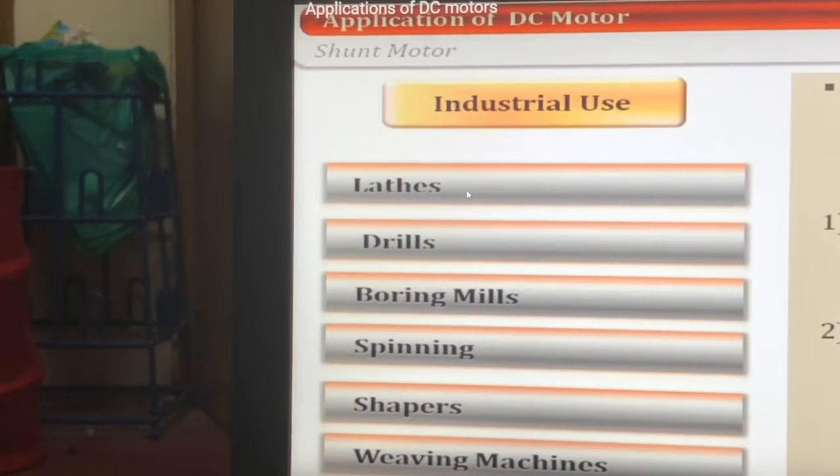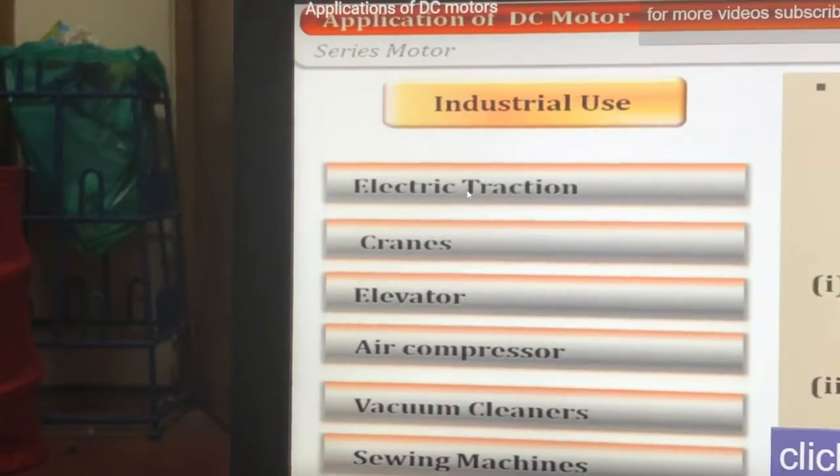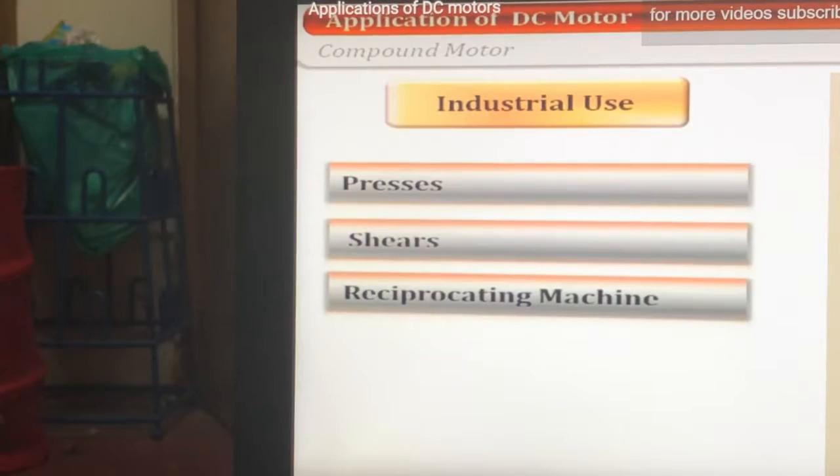Okay, the applications of DC motors. The shunt motor is used in lathes, drills, boring mills, spinning, shapers, and also weaving machines. The series motor is used in electric traction, cranes, elevators, air compressors, vacuum cleaners, and also sewing machines. And lastly, the compound motor is used in presses, shears, and reciprocating machines.